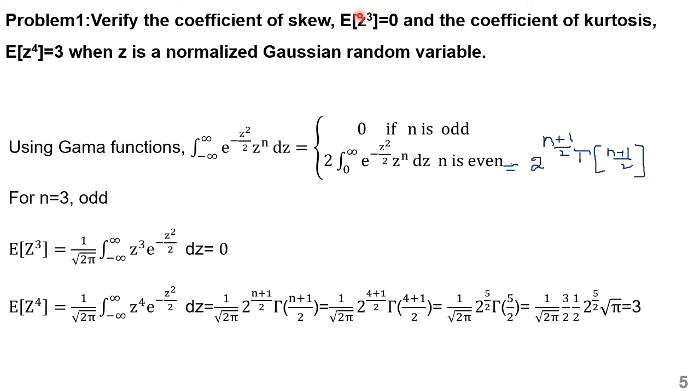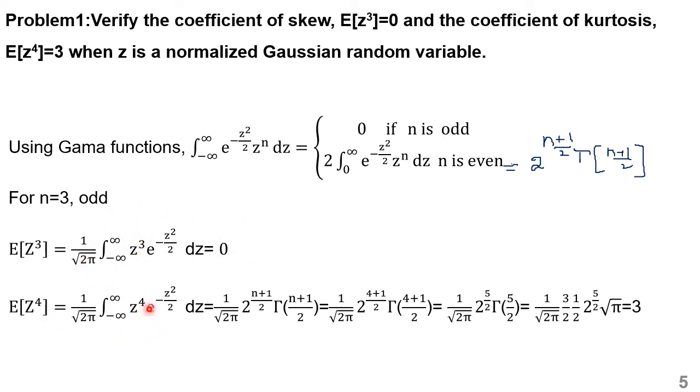When n value is 3, it is odd, so this turns out to be E of Z cube, which can be written as 1 divided by root 2 pi integral of minus infinity to infinity z cube e to the power minus z squared by 2 dz. Here n value is odd, so therefore this turns out to be 0.